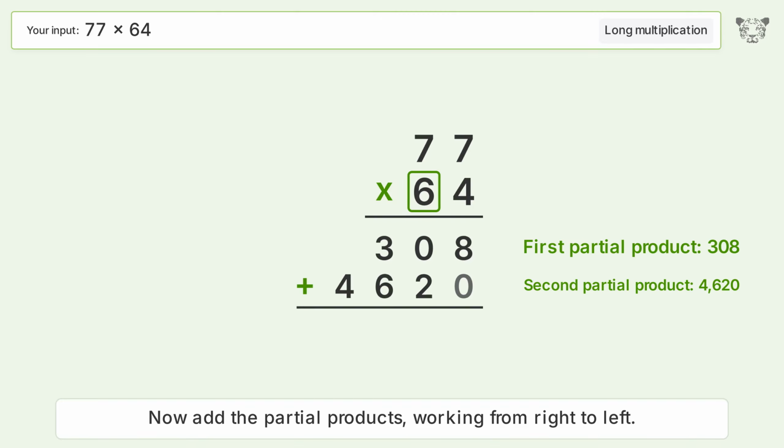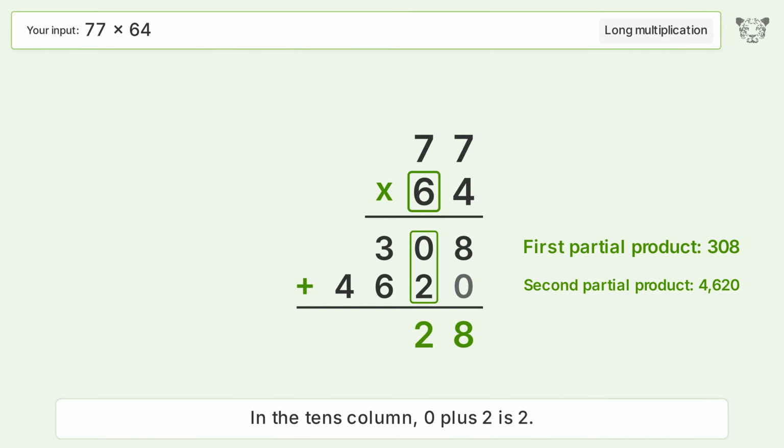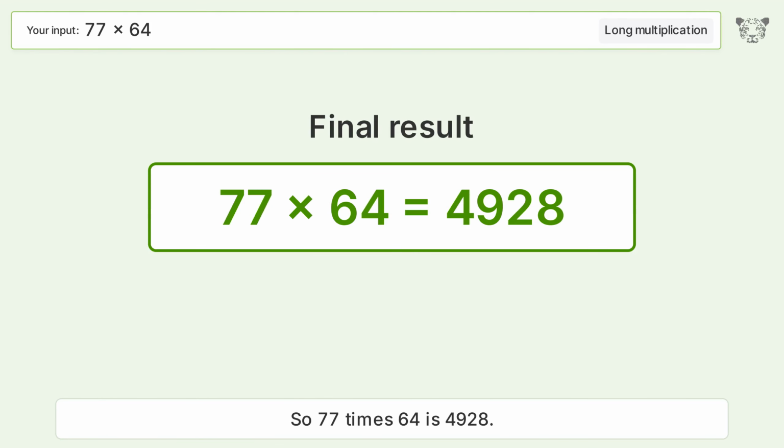Now add the partial products, working from right to left. In the ones column, 8 plus 0 is 8. In the tens column, 0 plus 2 is 2. In the hundreds column, 3 plus 6 is 9. In the thousands column, bring down 4. The whole number product is 4,928. So 77 times 64 is 4,928.